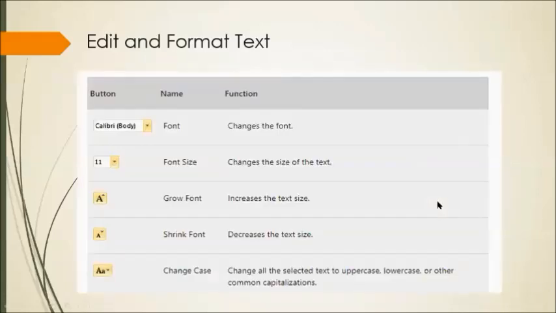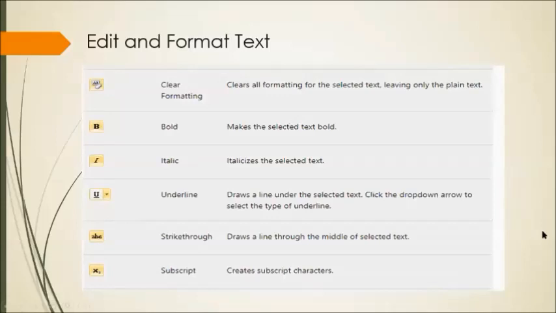So we have three columns here. The first column is the button, the second column is the name, and the third column is the function of the button. So we have the font, which changes the font. You can select whatever font you want. And then we have the font size, which changes the size of the text. We have the grow font, which increases the text size. We have the shrink font, which decreases the text size. Then change case changes all the selected text to uppercase, lowercase, or other common capitalizations. Then we have the clear formatting, which clears all formatting for the selected text, leaving only the plain text.